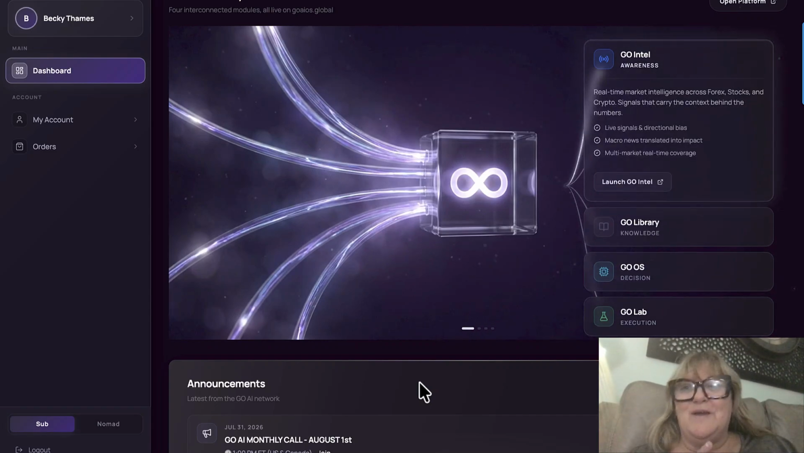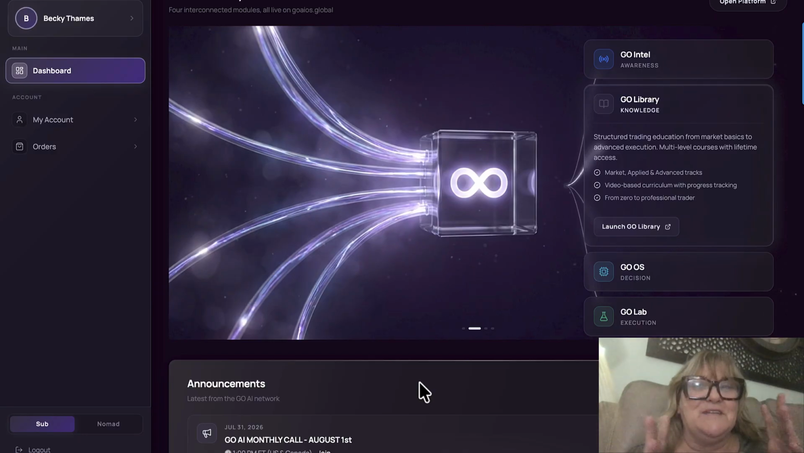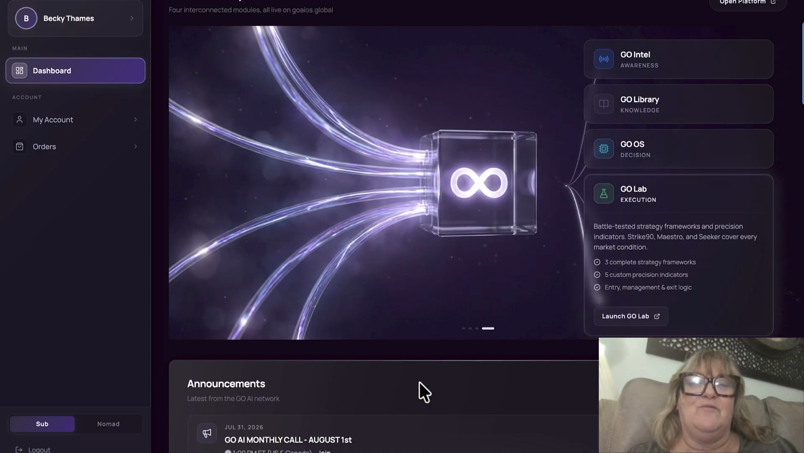I have been so excited and sharing all week about the GoAI ecosystem, and so I thought I would give you a little sneak peek into the back office and let you see what you actually get when you invest in yourself when you're wanting to learn how to trade.